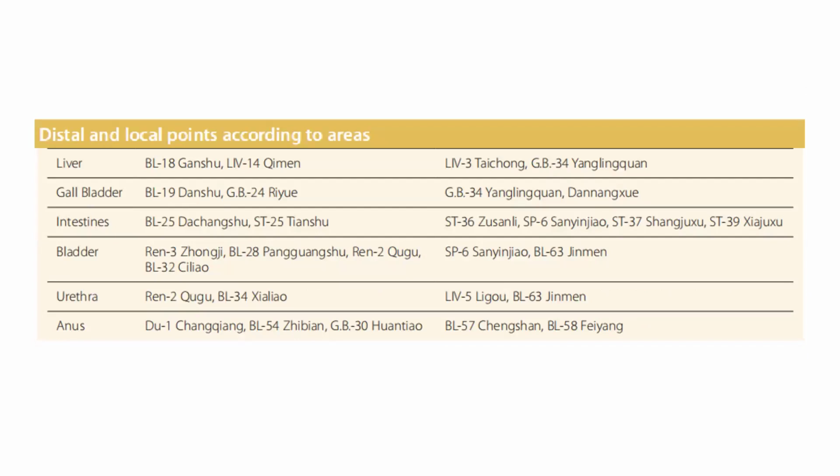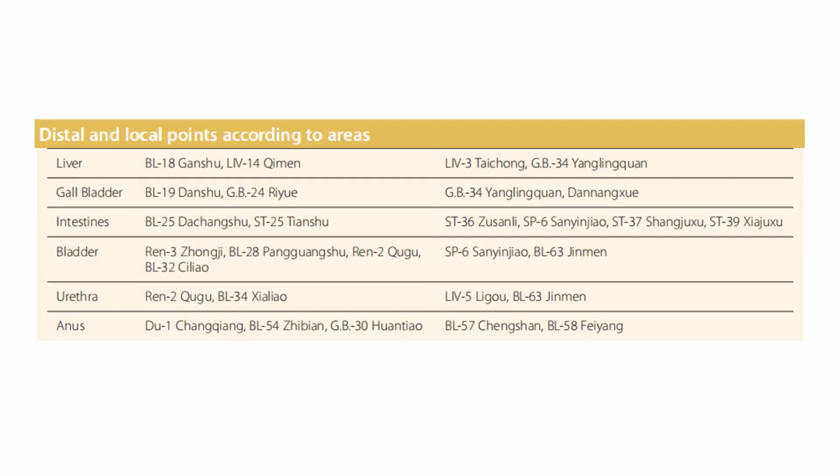Liver, bladder 18, and liver 14 as local points, liver 3, GB34 as distal points. Gallbladder, bladder 19, and GB24 as local points, GB34, Dannangxue, which is an extra point, as distal points. For the intestines, bladder 25 and stomach 25 as local points, stomach 36, spleen 6, stomach 37, stomach 39 as distal points. For bladder, REN 3, bladder 28, REN 2, bladder 32 as local points. And as distal points, we have spleen 6 and bladder 63.